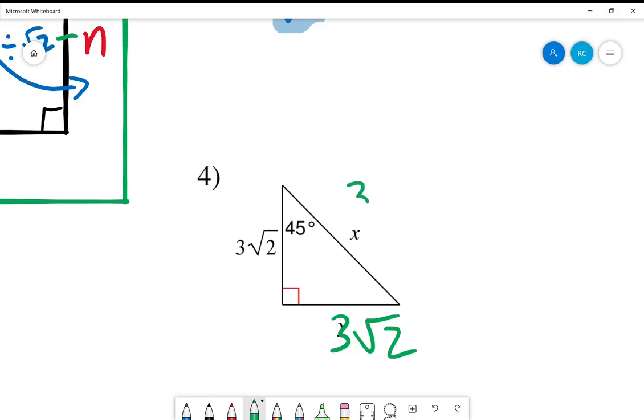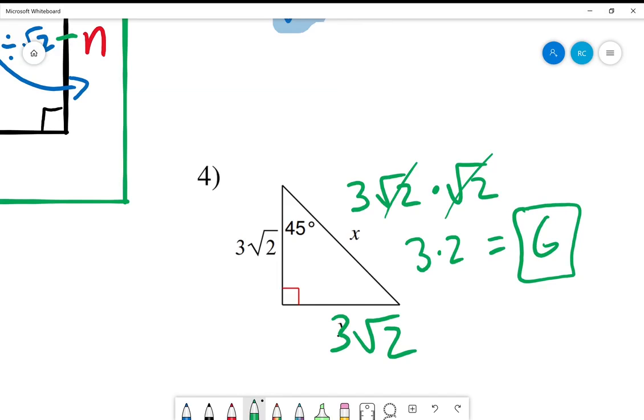X would be 3 times the square root of 2, that's the leg, times the square root of 2. We've already done this. That's 3 times 2. That's 6. X equals 6. The square root of 2 times the square root of 2 is 2. 2 times 3 is 6.